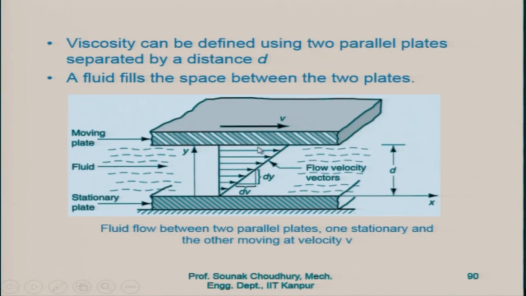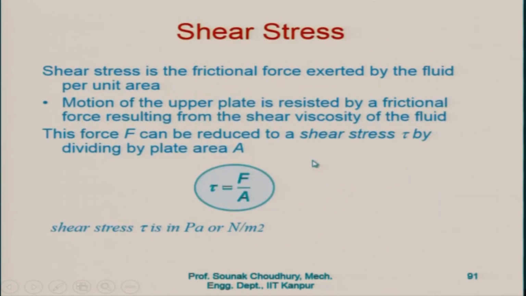We have seen it in many other fluid mechanics courses or other courses, that within the fluid it will be flowing, the velocity is 0 here and the maximum here, and these are the flow velocity vectors. Slope is given by this is dy and this is the dV. So, this velocity is the v, this is the velocity of the moving plate.